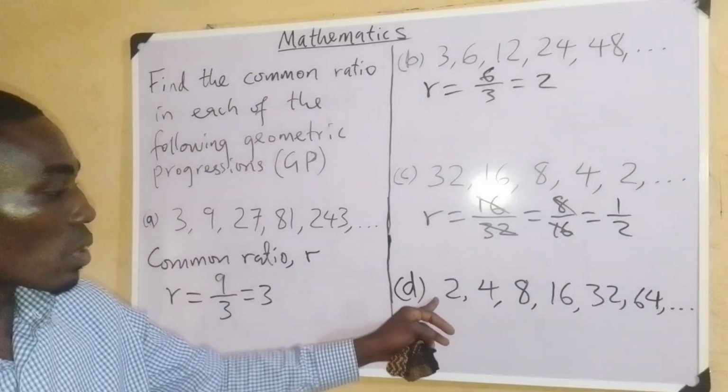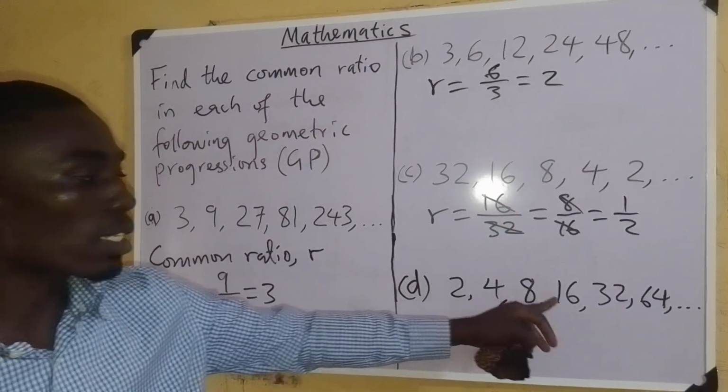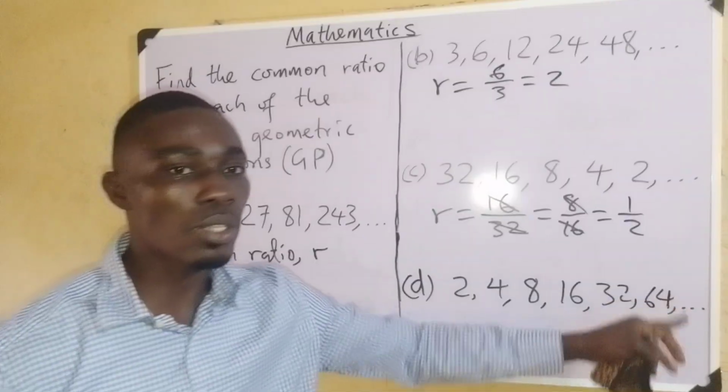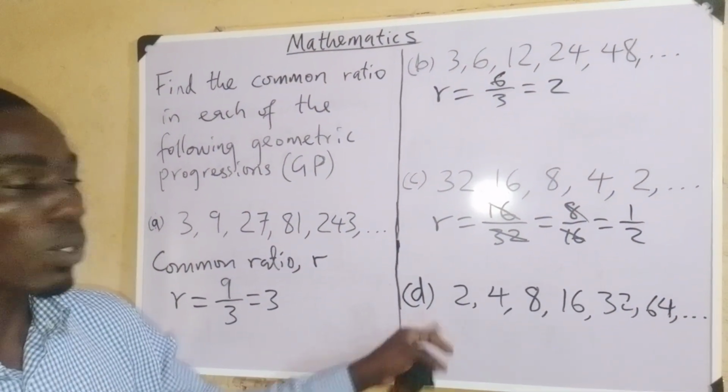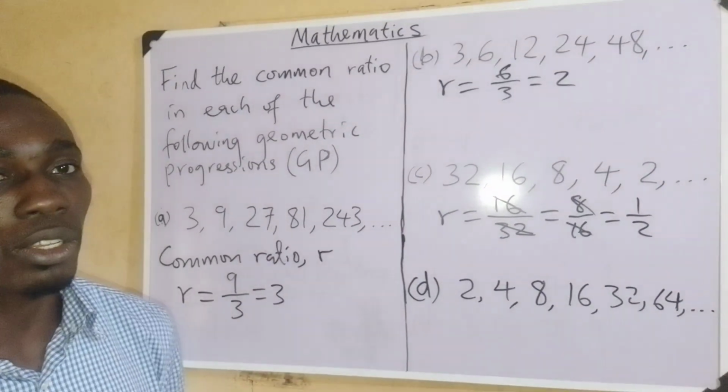So the next one says 2, 4, 8, 16, 32, 64, and so on. I would like you to attempt the fourth one and drop the correct answer in the comment section.